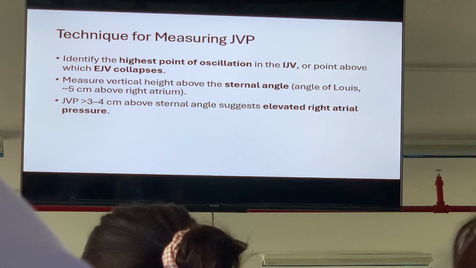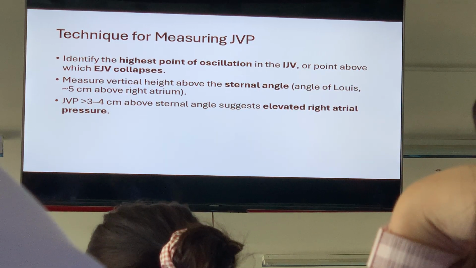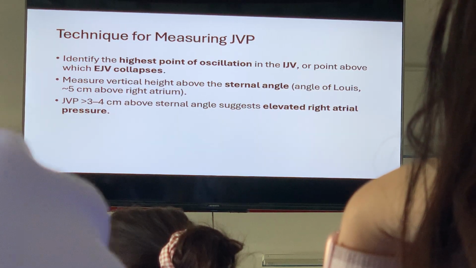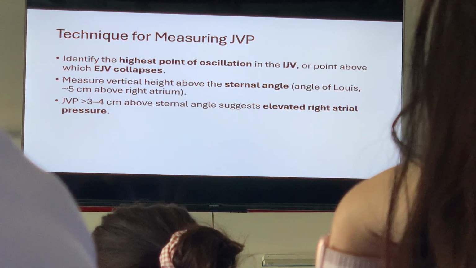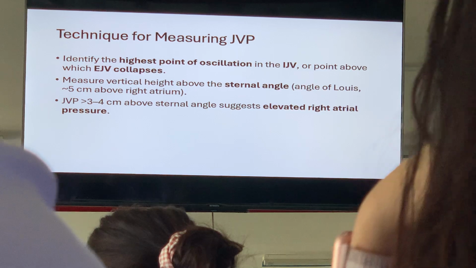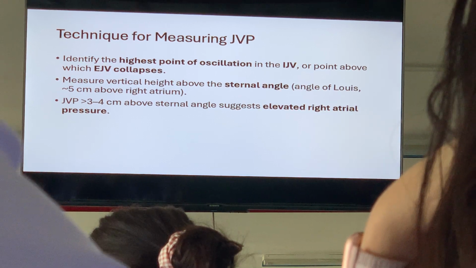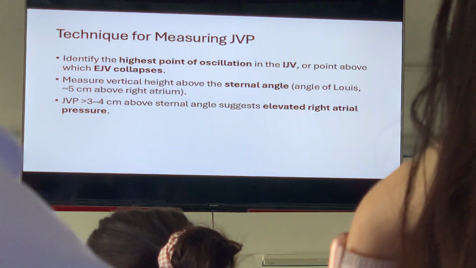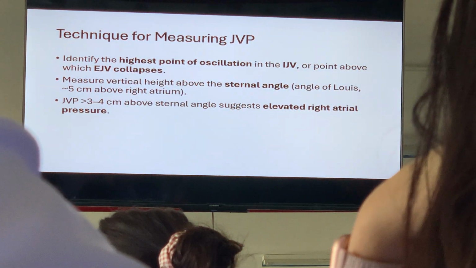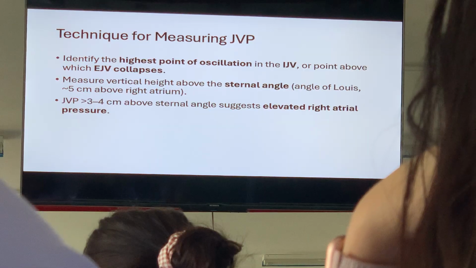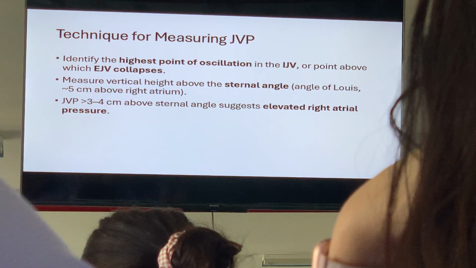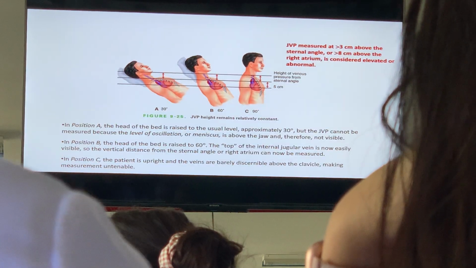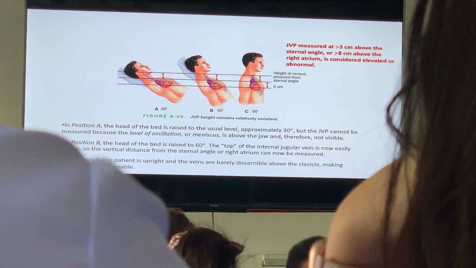So how do you measure your JVP? You have to identify the highest point of oscillation of the internal jugular vein, or the point above which the external jugular vein collapses. Then you measure the vertical height above the sternal angle of Louis. That's usually about 5 centimeters above the right atrium. A JVP of more than 3 to 4 cm above the sternal angle of Louis suggests elevated right atrial pressure. So this is how you measure your JVP.